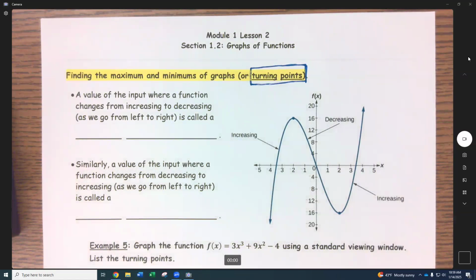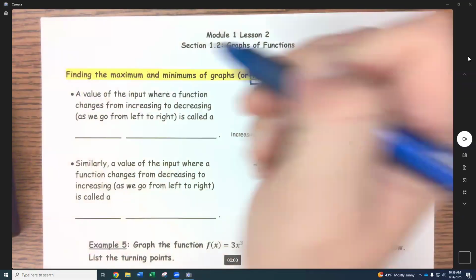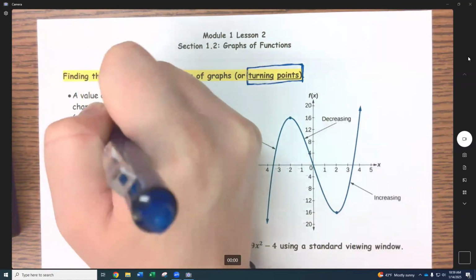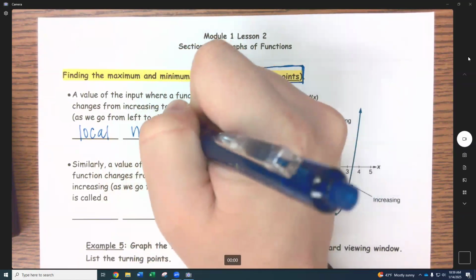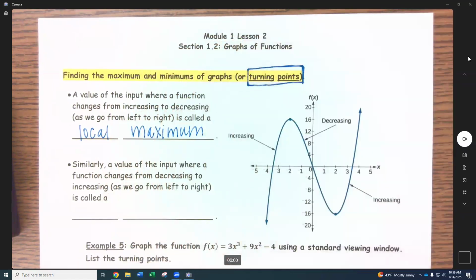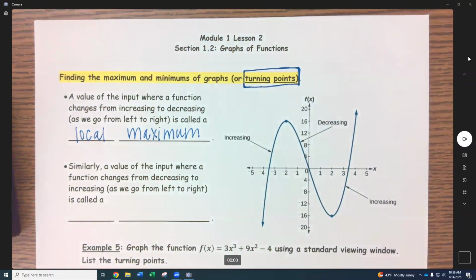Okay, so the value of an input where a function changes from increasing to decreasing as we go from left to right, that is called a local maximum. Okay, so where it changes from increasing to decreasing as we're going from left to right.